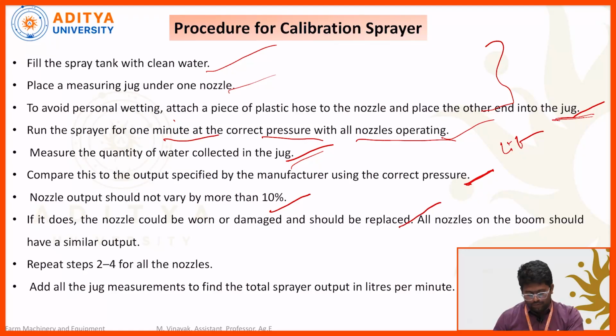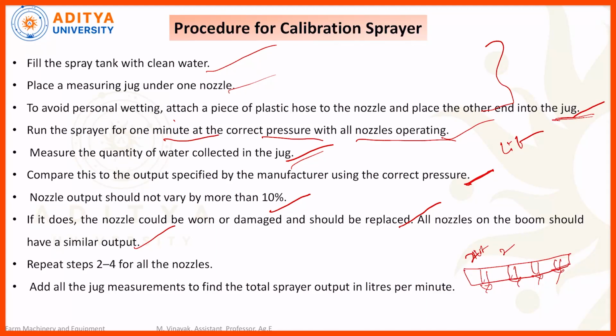All nozzles of the boom should have a similar output. Suppose this one is a hose; this hose contains a set of nozzles. All the nozzles should deliver 2 liters per minute, 2 liters per minute, 2 liters per minute, and should not vary. Whatever is delivered by the first nozzle, the same amount of liquid will be delivered at the last nozzle also.